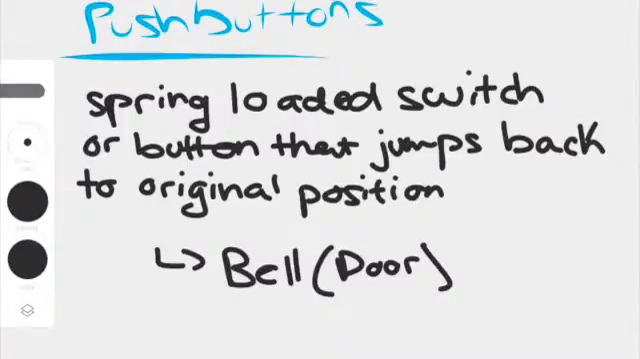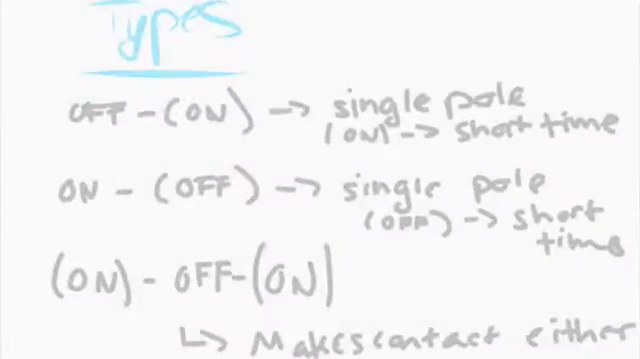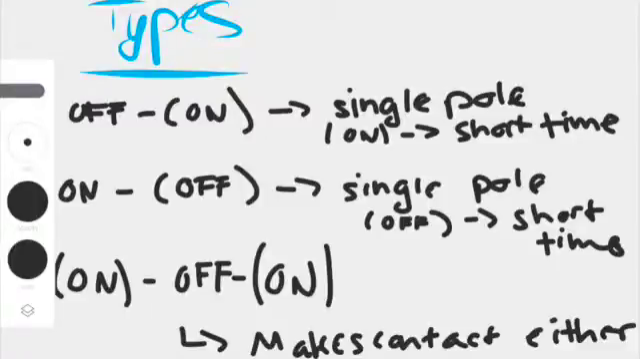Now, on the topic of push buttons, there are many different types of push button switches, which we'll go over right now. So there's off-on, on-off, on-off-on, and let's go through each one individually. The off-on is a single pole, and whenever you see the parentheses around on or off, you know there's a special case. In the first one, you see off, parentheses on, and what the parentheses on means is that it's a momentary position, so it stays on for a short time. Like a bell, it'll stay on and then revert back to being off.